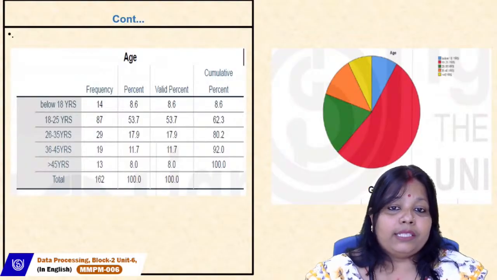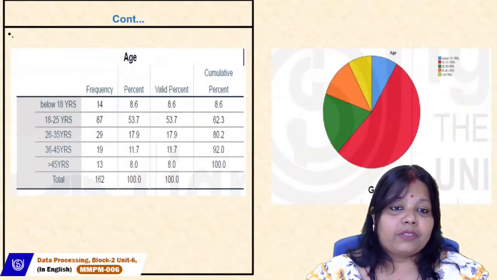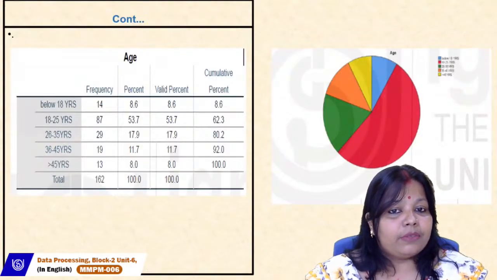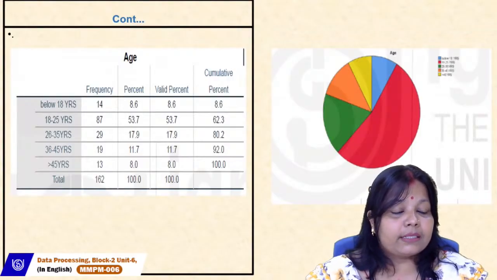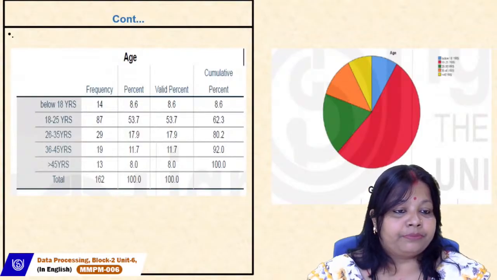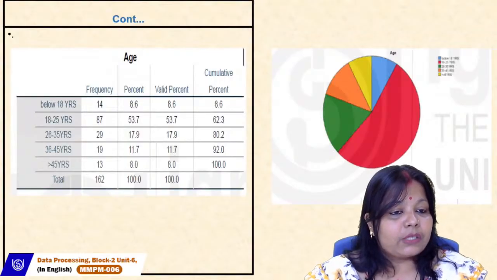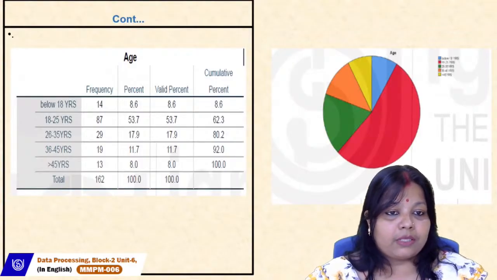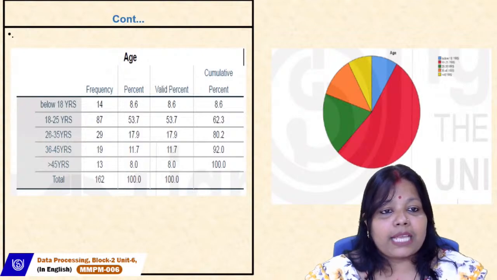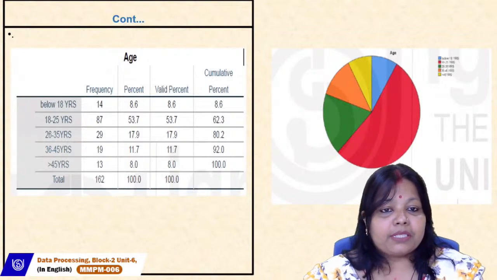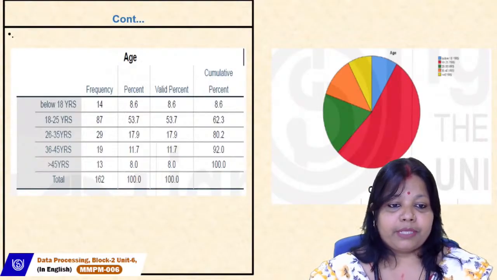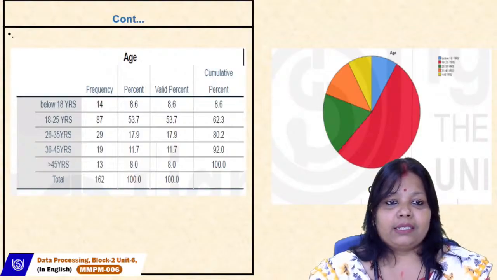What are the age categories? Who are the persons whose ages are given in the table? So we can see here everything is there. The row stubs are below 18 years, 18 to 25 years, 26 to 35 years, 36 to 45 years, then more than 45 years. These are the row stubs. Then the column captions are frequency, percentage, valid percent, then cumulative percent.